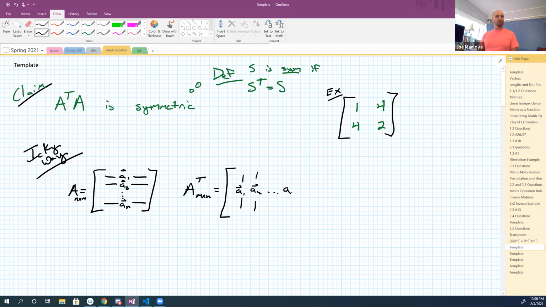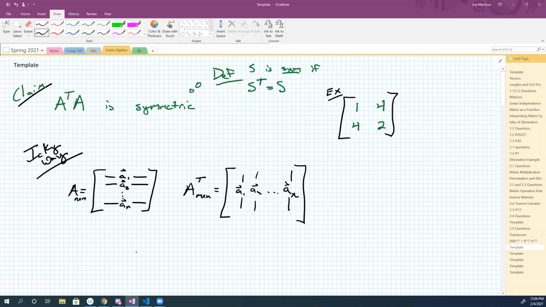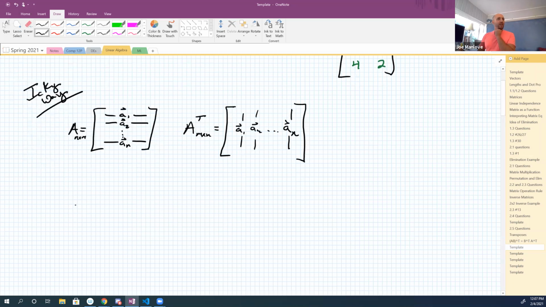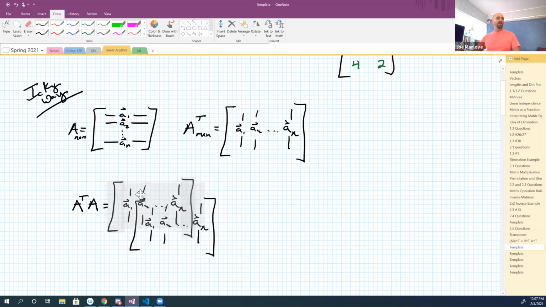Let's see, and how many columns do I have here? Should be n. Okay. And then what'd you do? Well, we multiplied those together. Okay, so you did A transpose times A, and we took this matrix here and multiplied by this matrix here.